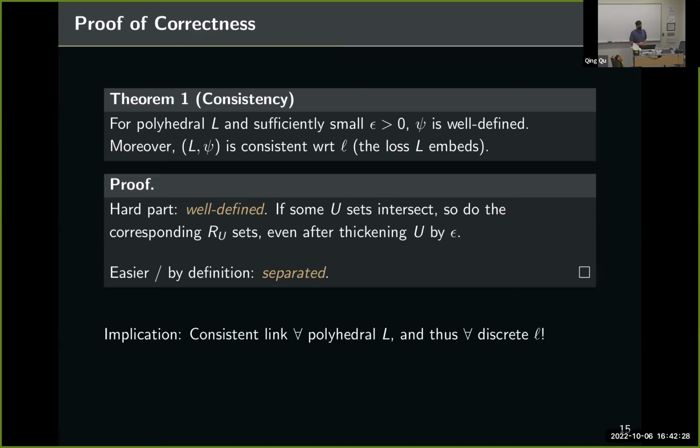So I know that was kind of fast and didn't really tell you much, but hopefully it gives you a sense of how we're able to construct things even in this generality. The implication here is that for every polyhedral loss, we can define a consistent link. And since we already know that for every discrete loss you get a polyhedral surrogate that embeds it, this means for every discrete loss, you have a consistent convex surrogate.